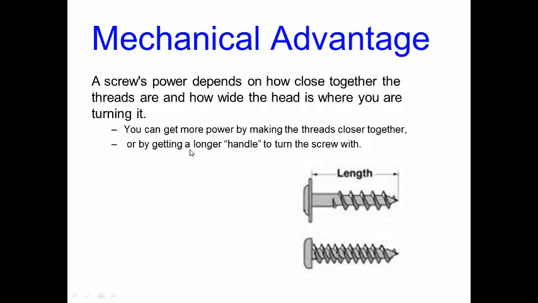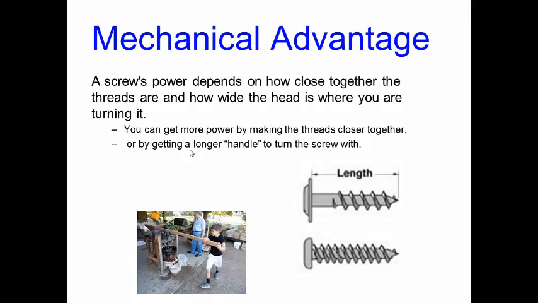We can also get more mechanical advantage by having a longer handle to turn the screw with. We never take a screw and just screw it in with our fingers. What we use is a screwdriver or wrench or another tool that's going to give us more mechanical advantage. If we revisit this picture of the boy using the apple press, he could make this job even easier if the handle that he's pulling on was even longer.